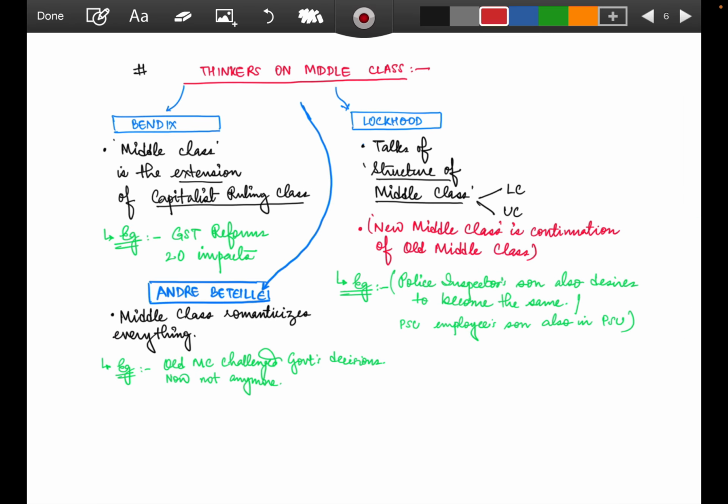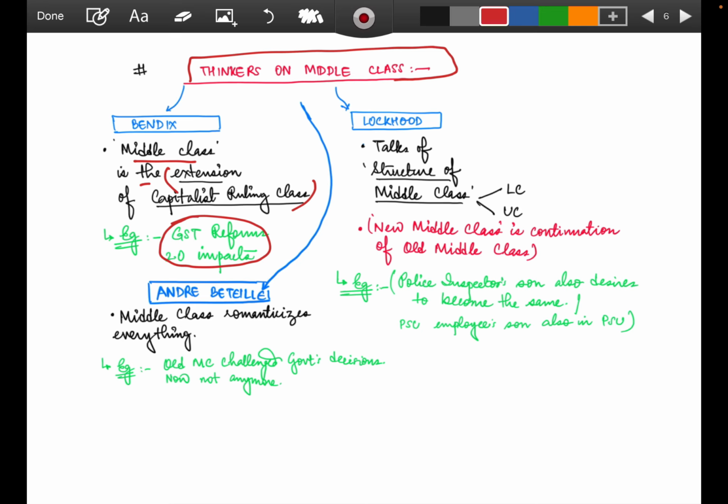Next, what are the thinkers of the middle class that we can link? There are many thinkers; we already talked of Karl Marx and Weber, and how their ideologies fit with this concept. But exact thinkers who have already talked about it: Bendix, who has talked about the middle class as the extension of the capitalist ruling class. Like the GST reforms 2.0 impacts. Who were more impacted? It was more impacted on middle class sections, right? So when they are getting impacted, who are they? Because they are the extension of the capitalist ruling class.